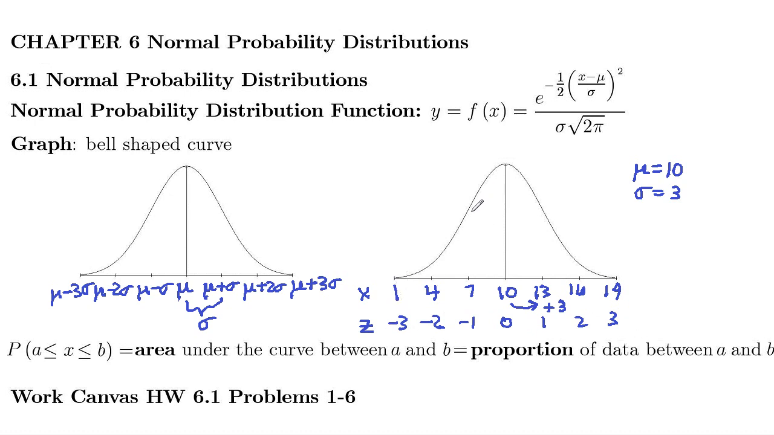And then the important thing to remember about the probability that x is between a and b on this normal distribution, where a is a constant and b is a constant: well, what that is, is the area under the curve between a and b. It's also the proportion of the data that's between a and b. So probability equals area equals proportion.